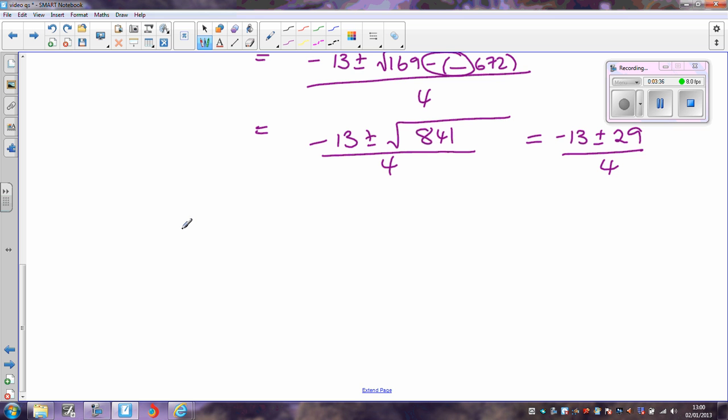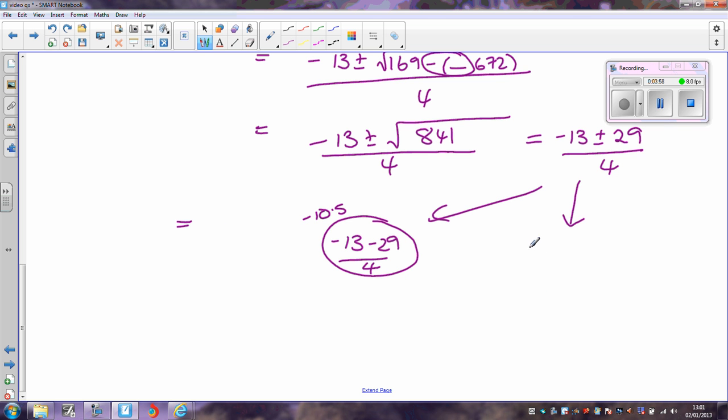Now that's going to give me 2 possible answers, which is strange. So let's work them both out. Now the first one comes from doing minus 13 take away 29 divided by 4. I'm not even going to bother working that out. I can see that the top is going to be negative. I'm going to get a negative answer. In fact, it comes out as minus 10.5. And x, because it's a length in a trapezium, cannot possibly be minus 10.5. The other solution comes from doing minus 13 plus 29 divided by 4. Now that looks more likely. It comes out as 16, and 16 divided by 4, as we can see, is 4. So x is equal to 4.